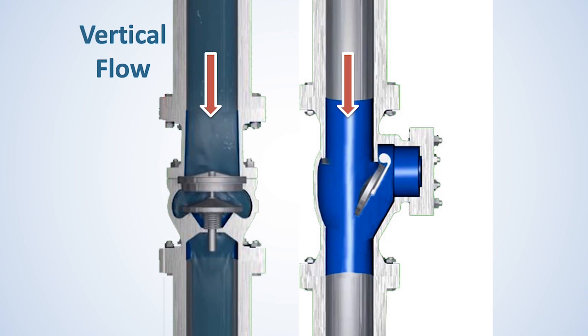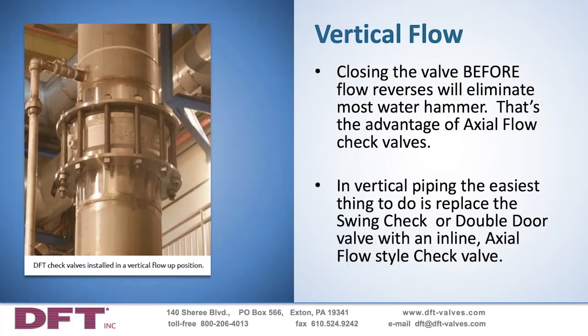And you might think that this would be a good thing, but it actually will lead to significant water hammer problems. The reversing flow, assisted by gravity, is going to slam the valve shut, and the shock waves from that will be significant. To avoid this from happening, the flow has to be stopped while the flow is in the forward or normal direction, and that's the advantage of an axial flow check valve. So the valve has to close before the normal flow direction reverses.